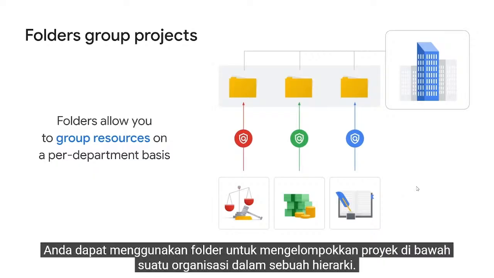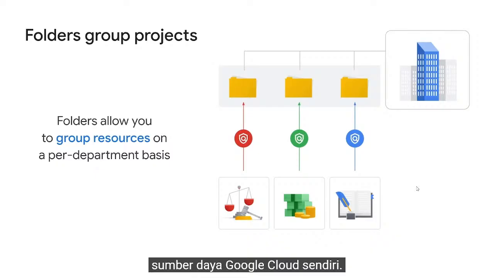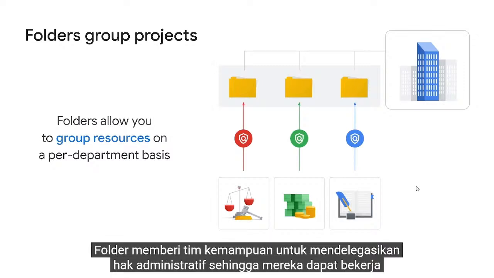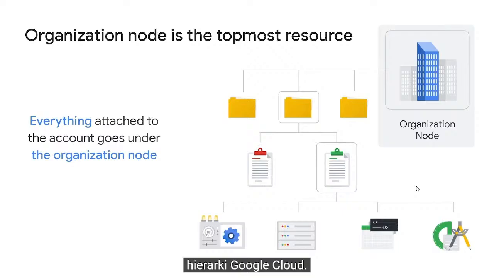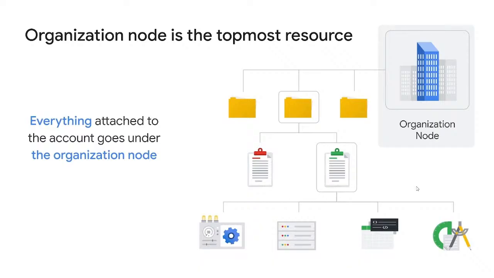You can use folders to group projects under an organization in a hierarchy. For example, your organization might contain multiple departments, each with its own set of Google Cloud resources. Folders let you group these resources on a per-department basis. Folders give teams the ability to delegate administrative rights so that they can work independently. To use folders, you must have an organization node, which is the topmost resource in the Google Cloud hierarchy. Everything else attached to that account goes under this node, which includes projects, folders, and other resources.